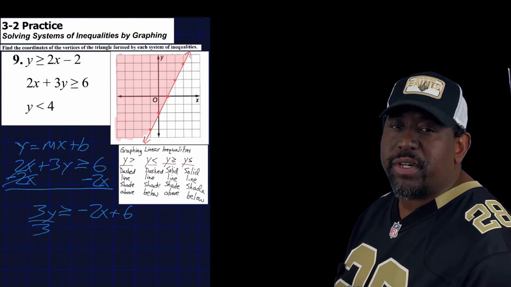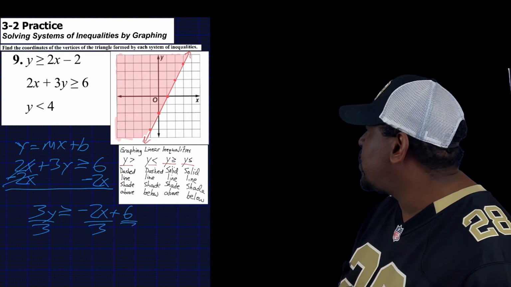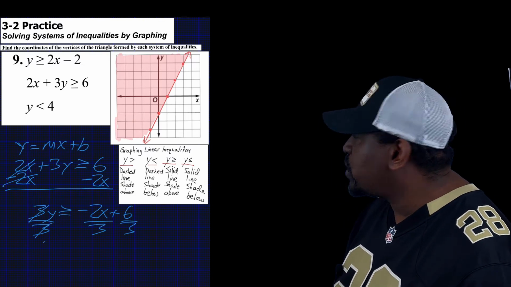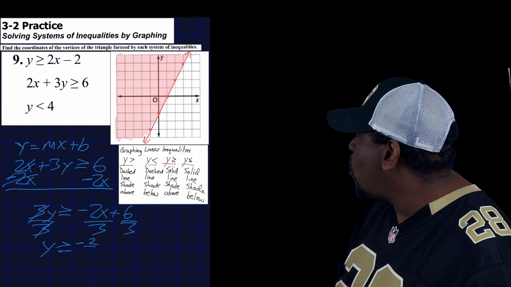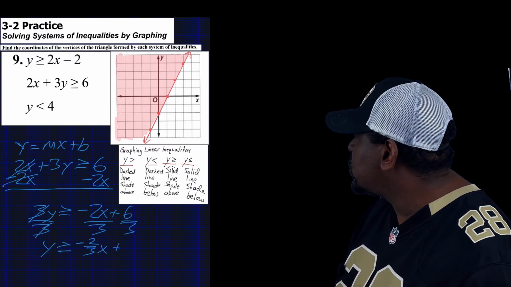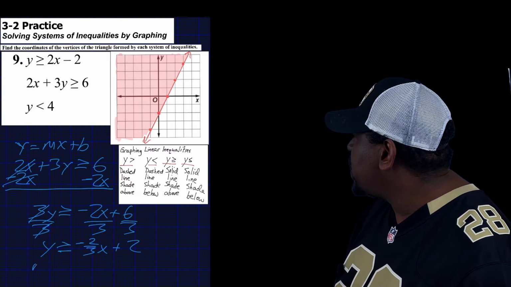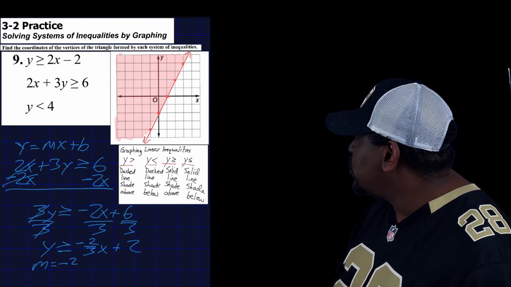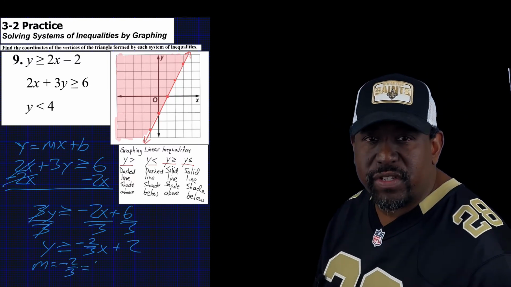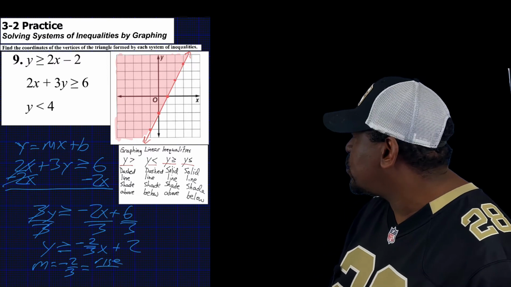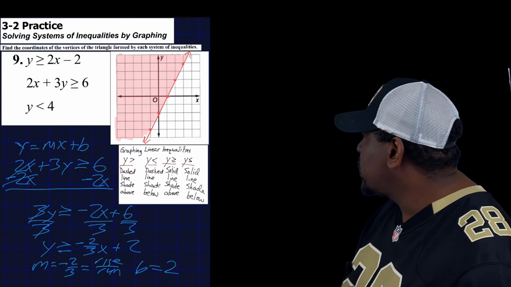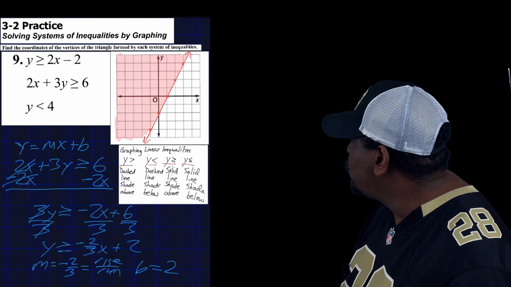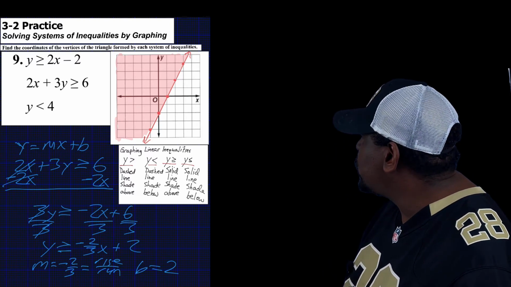At this point, we must divide every term by 3 to get rid of the 3 that's being multiplied to y. That will give us an answer of y greater than or equal to negative 2/3 x plus 2. So we can now pull out our slope, which is negative 2/3. We write that as rise over run. Pull out our y-intercept, which is 2, which means that 2 on the y-axis, we will put our point.